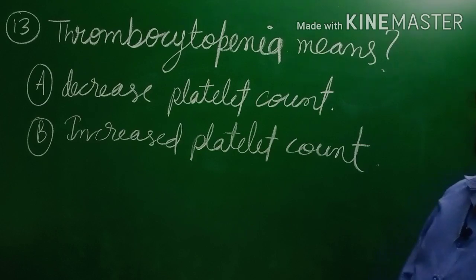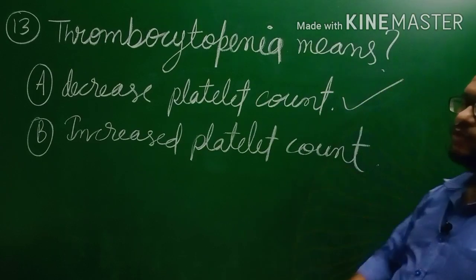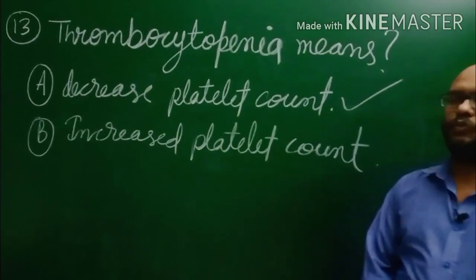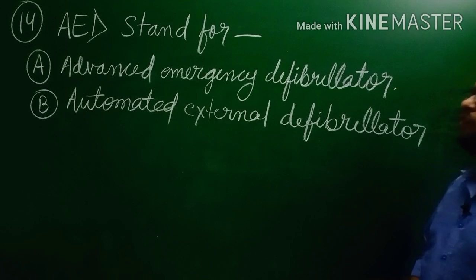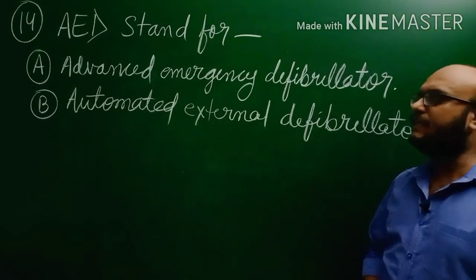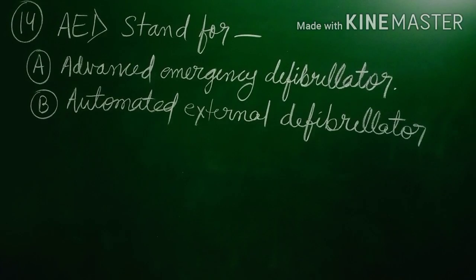The right answer is option A. Thrombocytopenia means decreased platelet count. Next question everyone. Question number 14. What is the full form of AED? Option A. Advanced emergency defibrillator. Option B. Automated external defibrillator.